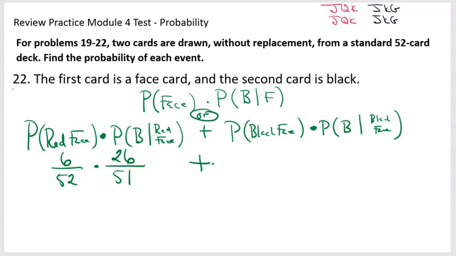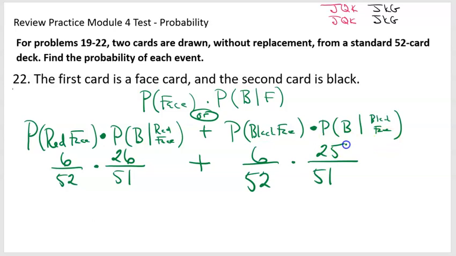Now let's do this again. This time we're going to pull out a black face card. How many black face cards are there? Let's go to the top right of the screen. There are 6 of them. Just like there were 6 red ones, there's also 6 black ones. Now, because we pulled out a black face card, there's only 51 cards left in the deck. And because we pulled out a black face card, there's one less black card in the deck also. Now there's only 25 black cards left in the deck.